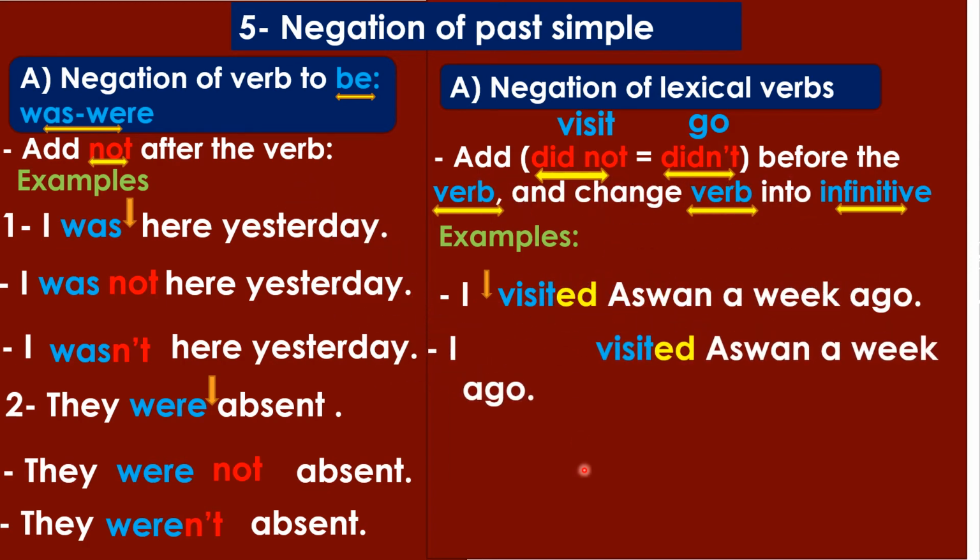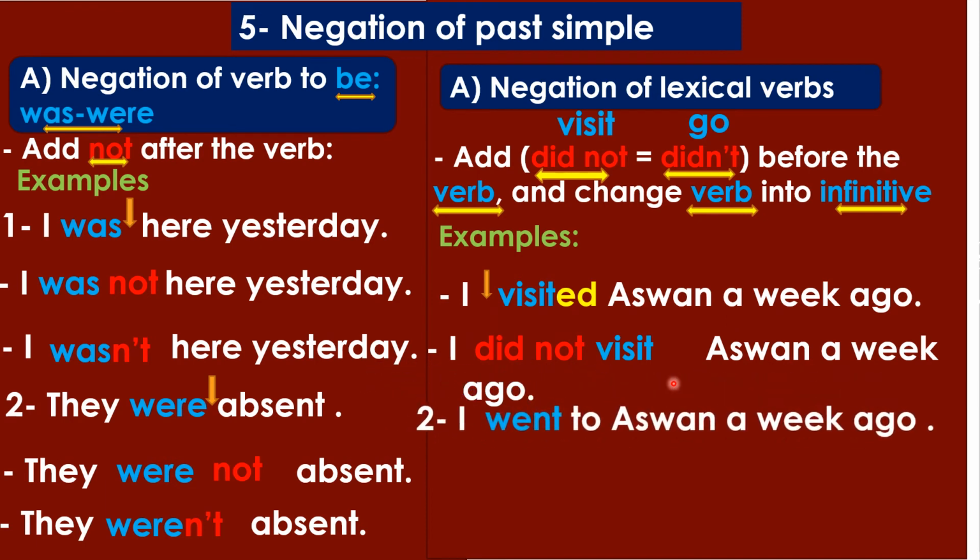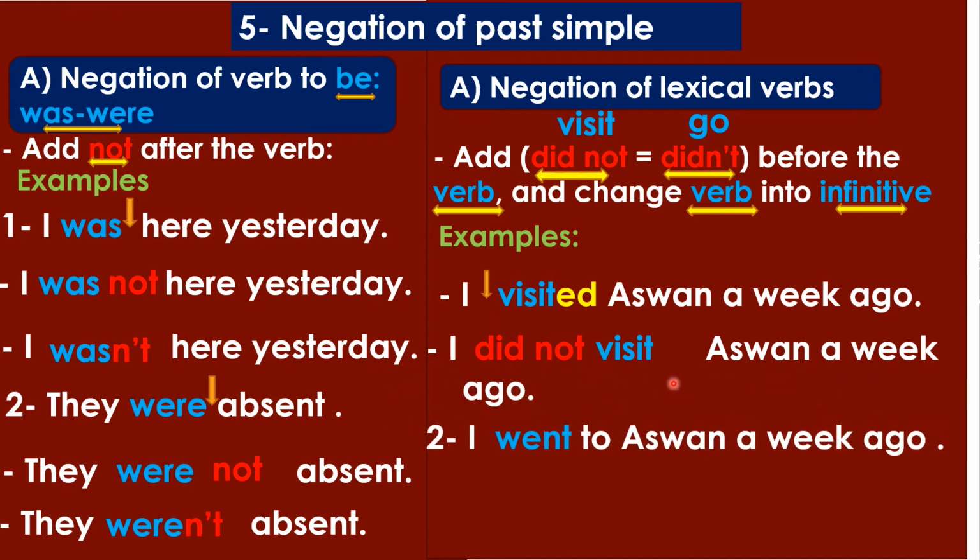Have a look. I did not visited Aswan a week ago. Of course, what we're going to do is delete the ed. So it's going to be I did not visit Aswan a week ago. Here, after I put did not before visited, I deleted the ed, so the sentence becomes I did not visit Aswan a week ago. Okay, now let's have a look at another example, and this example contains an irregular verb.